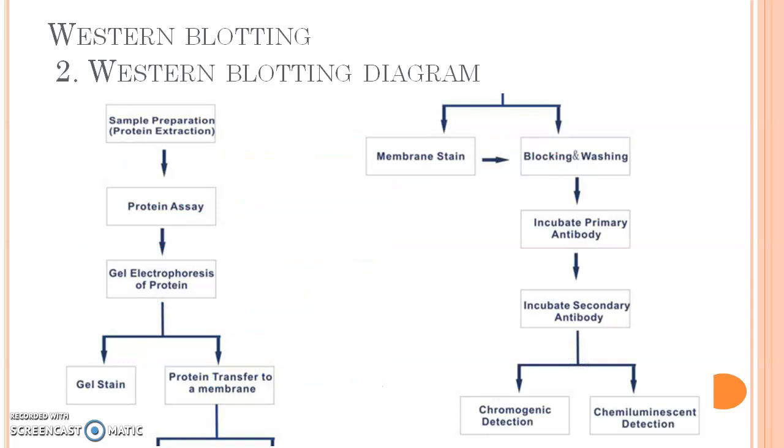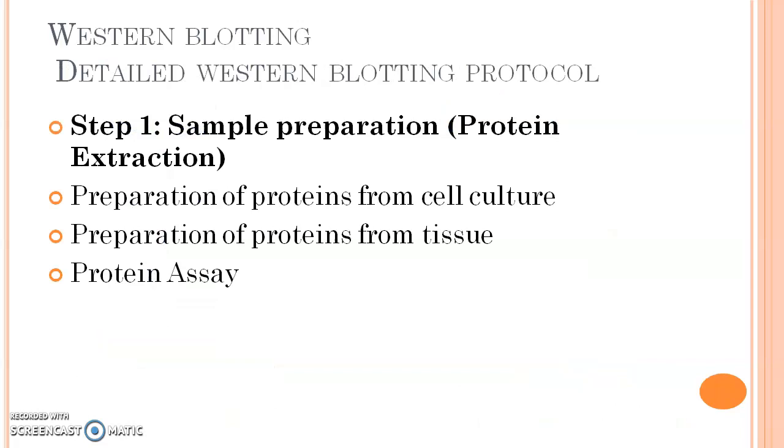So Western blotting, from a summary point of view, involves sample preparation with protein extraction, protein assay, running the proteins through gel electrophoresis, staining the gel, then protein transfer to a membrane, then blocking, washing, incubating with the primary antibody, followed by incubation with the secondary antibody, then chromogenic detection or chemiluminescence detection. So we go through 9 steps. In that, step 1 is sample preparation or protein extraction, which covers preparation of proteins from cell culture, preparation of proteins from tissues and the protein assay.